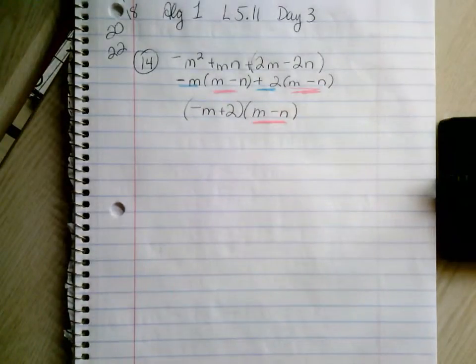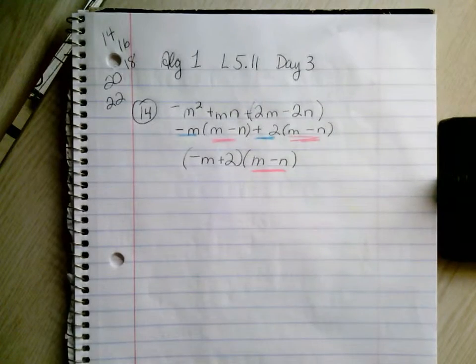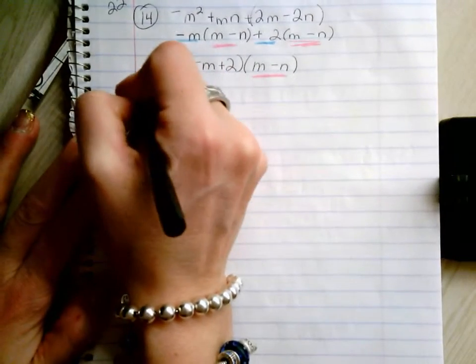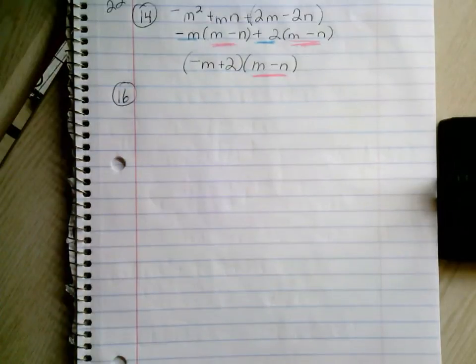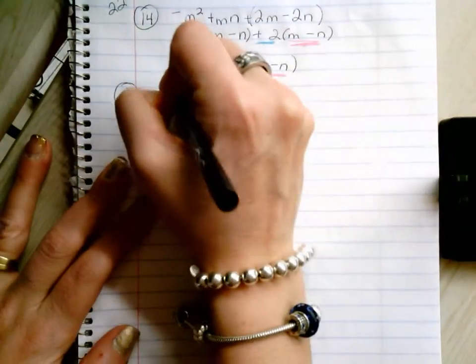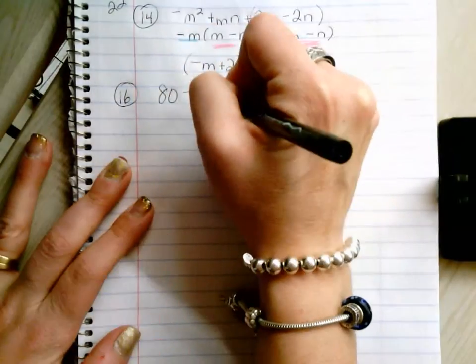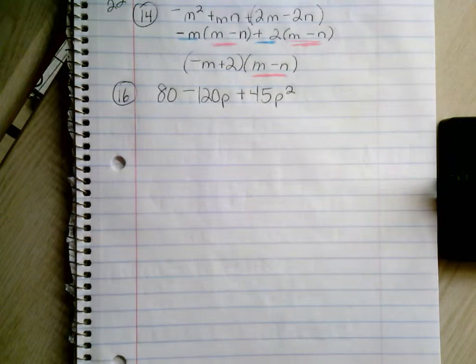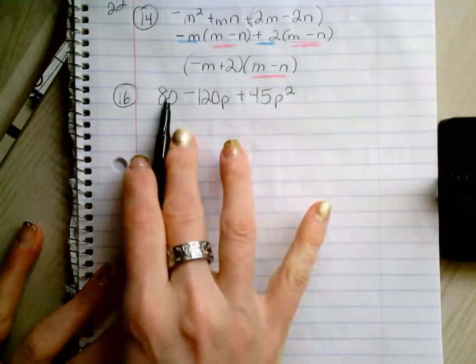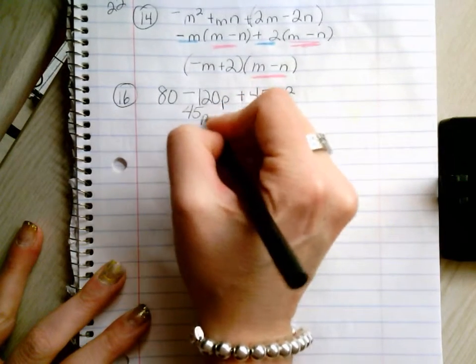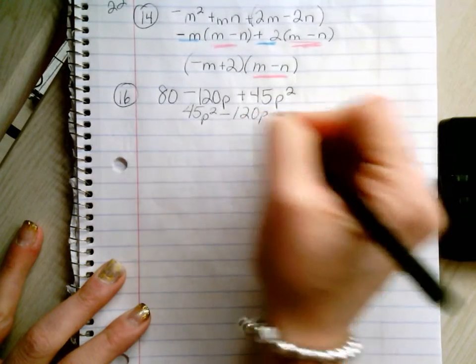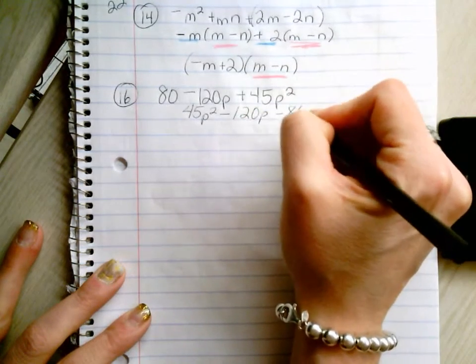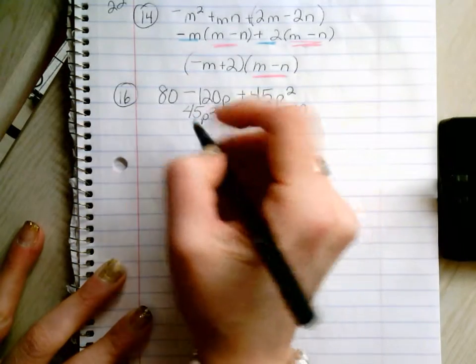Okay, that's 14. 16. Greatest common factor and difference of squares, or perfect square is what I see. 80 minus 120p plus 45p squared. I am going to rearrange it. Did you rearrange it to start with? Get your squared, your first, and your constant. That's the way to do it. Start by rearranging it. Greatest common factor of 5. I see that right away because they all end in a 5 or 0.